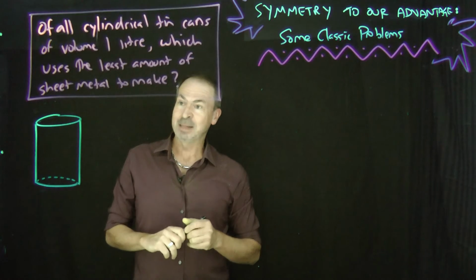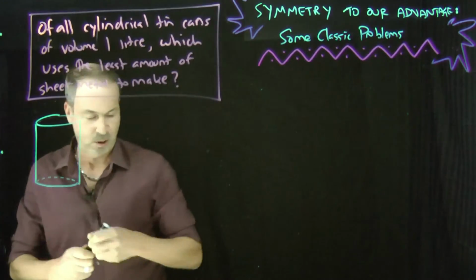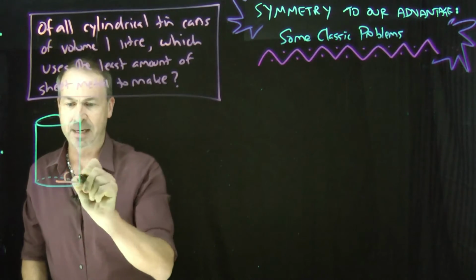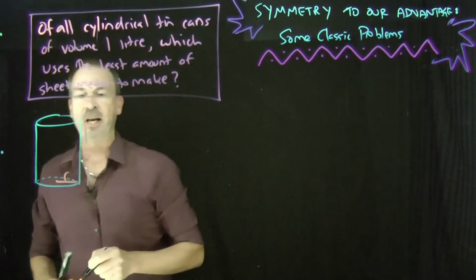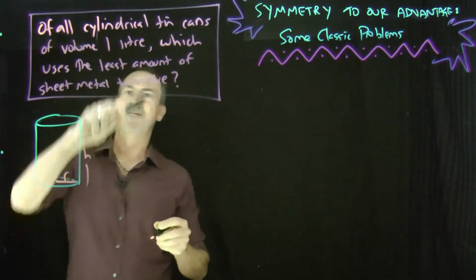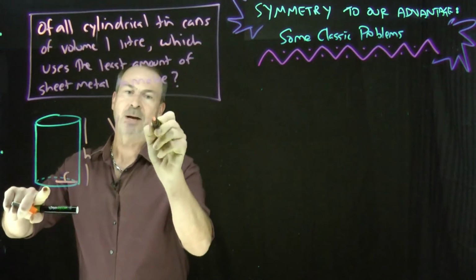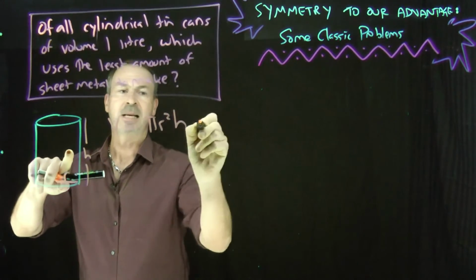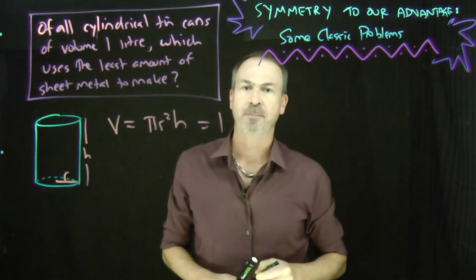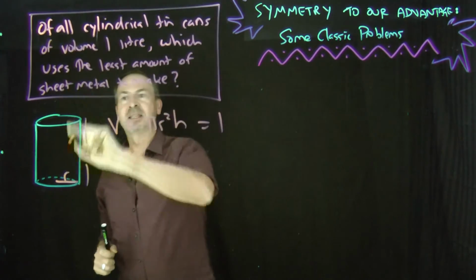All right, so let's get some variables in this. It seems natural to call the radius of the circle r, and I'll call the height of the tin can h. And what are we given? We're given the volume, 1 litre, 1 unit. The volume is given by the area of the base, pi r squared, times the height, and we're told that's 1 unit. We'll want to play with the surface area.